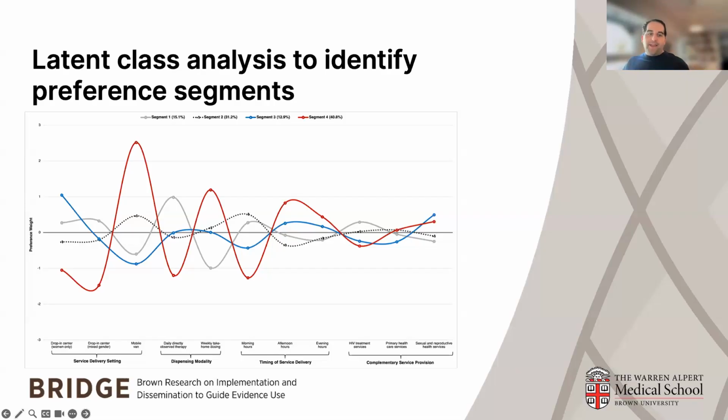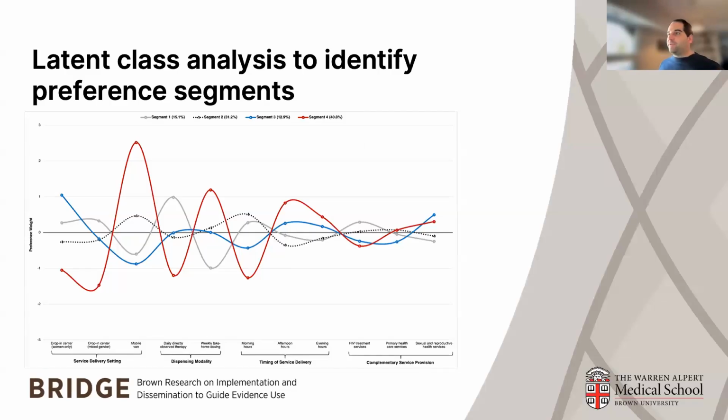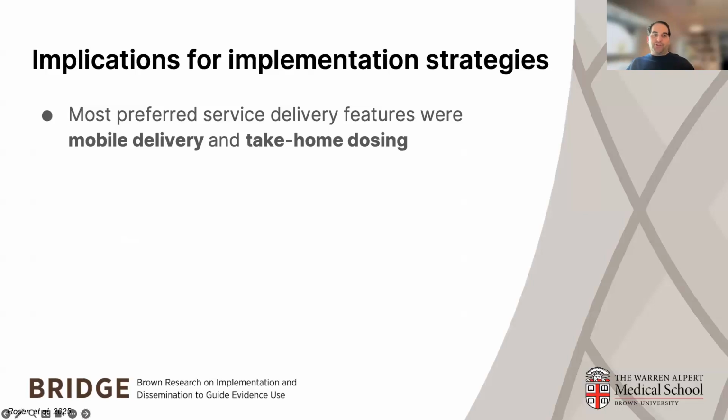So, in other words, even though, and I'll scroll back just so you can get a quick comparison, even though these are the overall or averaged or pooled preference weights from the experiment, this type of analytic method let us reveal that there are different people in our study population that exhibit heterogeneous preferences. And so making sure that services are agile and accommodate different people's needs is going to maximize utility of services. And so, what we learned from this DCE was that the most preferred service delivery features were mobile methadone delivery as well as take home dosing.